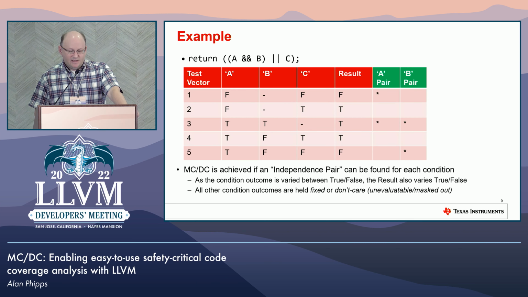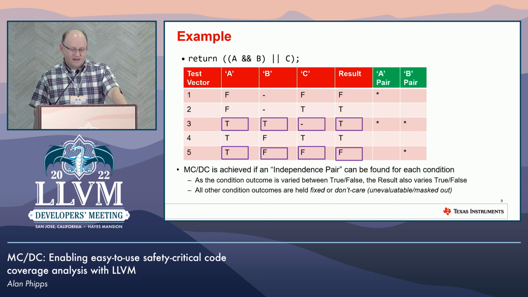So for condition B, it's sufficient for MCDC to test vectors 3 and 5. Again, as we vary B's condition between true and false, the result also varies between true and false. The other conditions are held fixed. In this case, A is held at true in both cases. C is held false, and for test vector 3, it's a don't care. It's masked out.